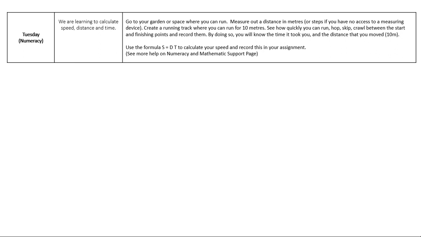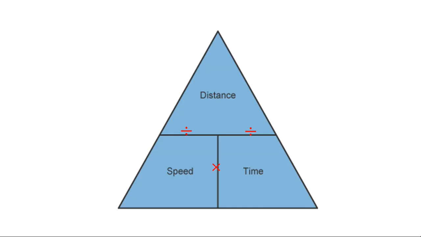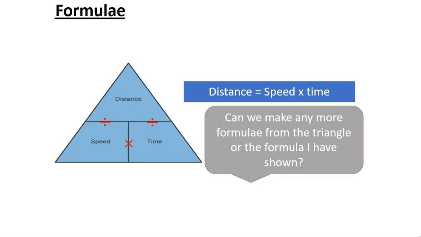I'll come back to the task at the end of the video, but let's have a recap on how we would do that. So, you will remember from class the speed, distance, time triangle. And this helps us to build the formulas that we would like to create to calculate if we know the distance and time, but we don't know the speed. If we know the time, but we don't know the distance. The formula we're most likely to use today is the distance equals speed multiplied by time.